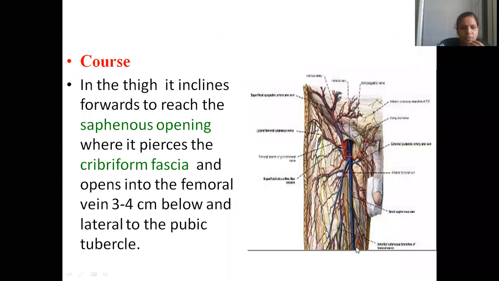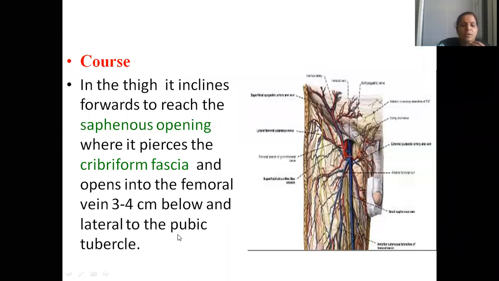see here in the course of great saphenous vein in the thigh. So it inclines forwards to reach saphenous opening. We know it is piercing cribriform fascia. That is one of the modifications of the fascia lata. So this cribriform fascia will have one big opening, that is saphenous opening, through which it is opening into femoral vein. We know great saphenous vein opens into femoral vein. It is 3 to 4 centimeters, see from here if you measure, below and lateral to pubic tubercle.